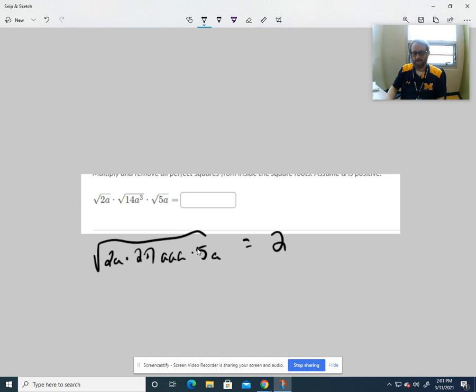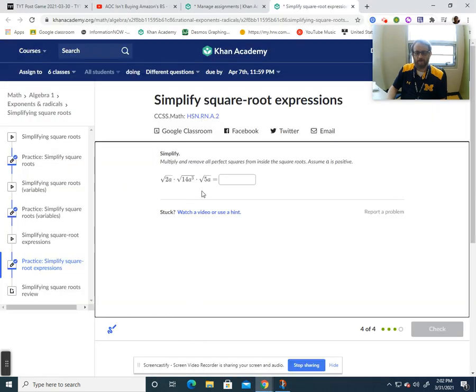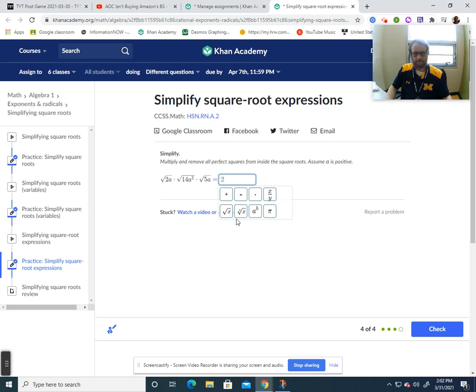Now a's, there's a pair of a's, there's a pair of a's. So I got 2 a's out there, but I still have an a left over. So what's left over? Well, the 2's are gone. So 5 and 7 makes this 35. That's what's left over. And then again, there's that straggler a in there left again. So we've got 2a squared and then the square root of 35a.